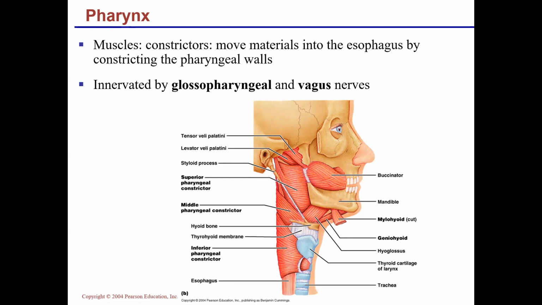All right, these muscles are controlled by what nerves, everyone? Glossopharyngeal and vagus. And vagus. Oh, it is listed here. Okay, good.